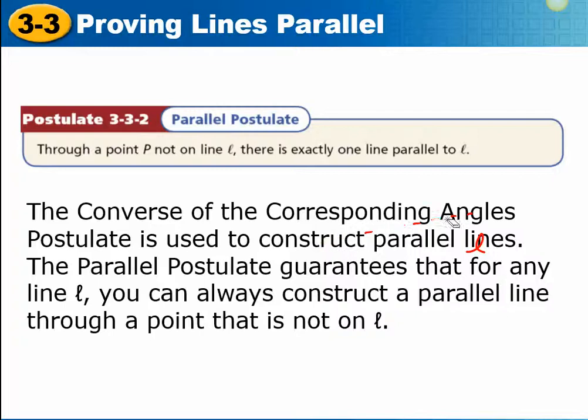The converse of the corresponding angles postulate is used to construct parallel lines. The parallel postulate guarantees that for any line L, you can always construct a parallel line through a point that is not on L.